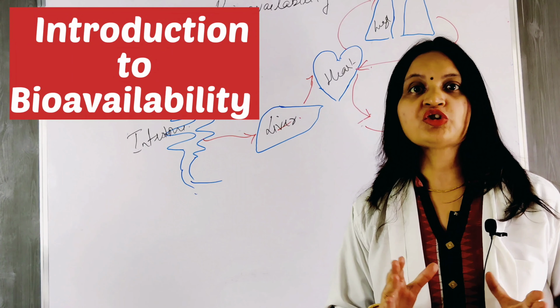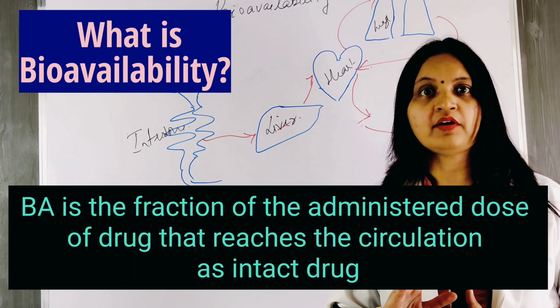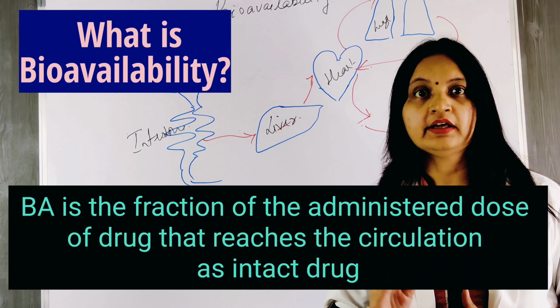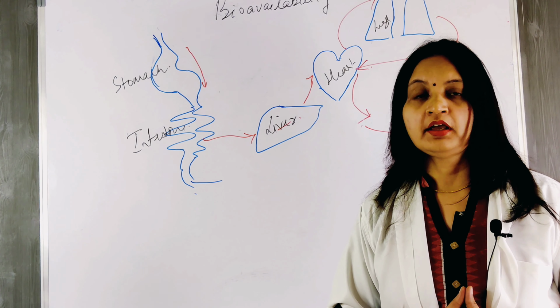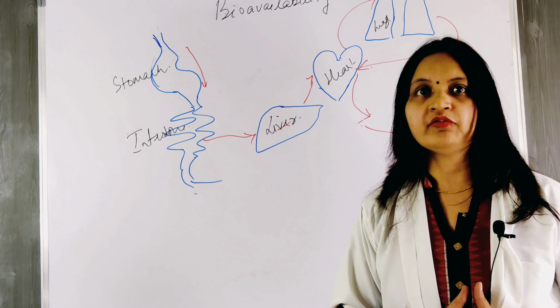Introduction to bioavailability. So what is bioavailability? Bioavailability is the fraction of the administered dose of the drug that reaches the systemic circulation as an intact drug, taking absorption and metabolism into account. So orally administered drugs are unable to achieve complete bioavailability.